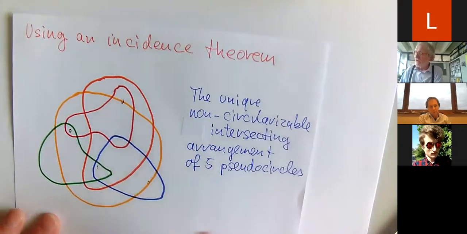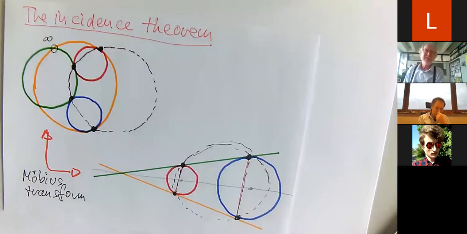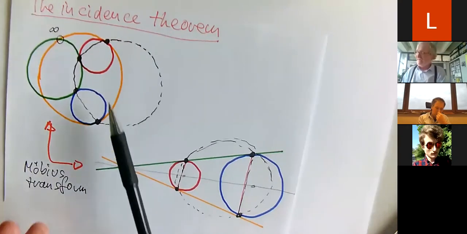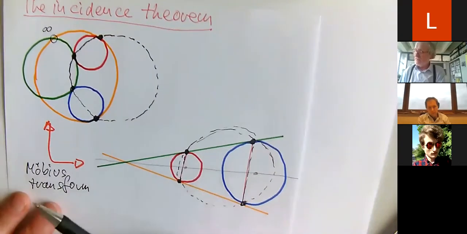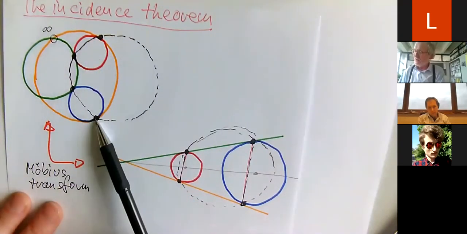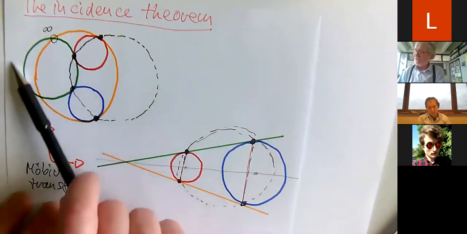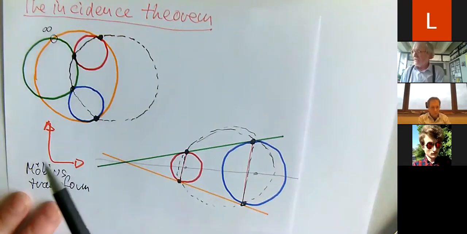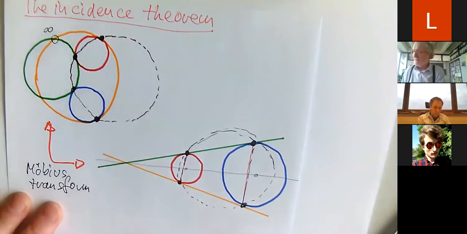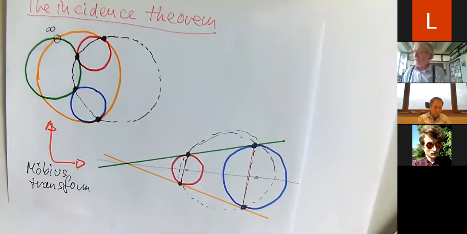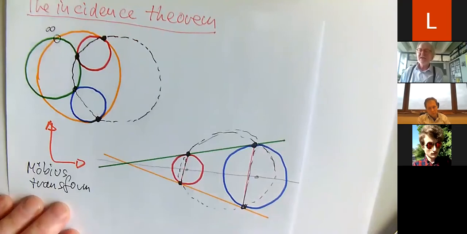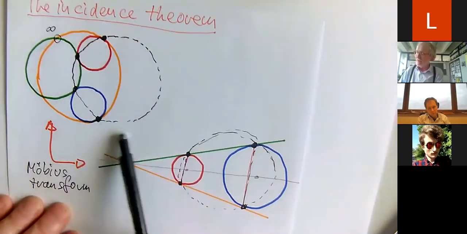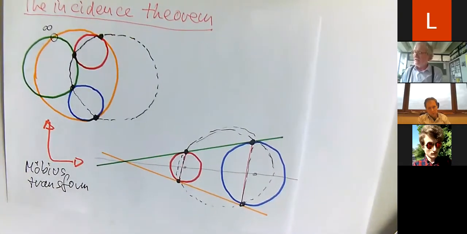We are going to use an incidence theorem, and here is the incidence theorem. If we have circles that behave like here, you have the yellow one, the red one touching the yellow, the blue one touching the yellow, and the red and the blue both touching the green, and here you have a lens. Then the claim is that the four touching points lie on a circle. There is a circle, the black one, which is incident to all these four points.